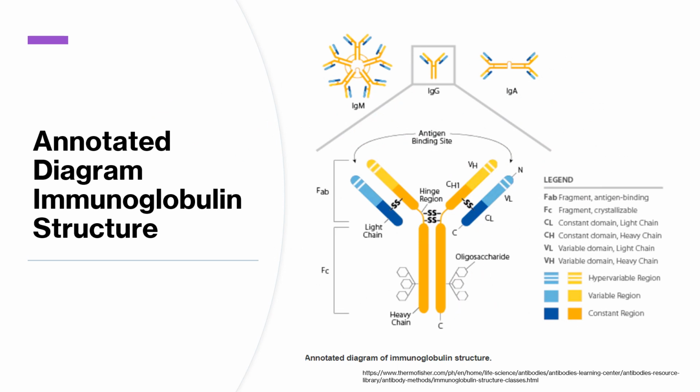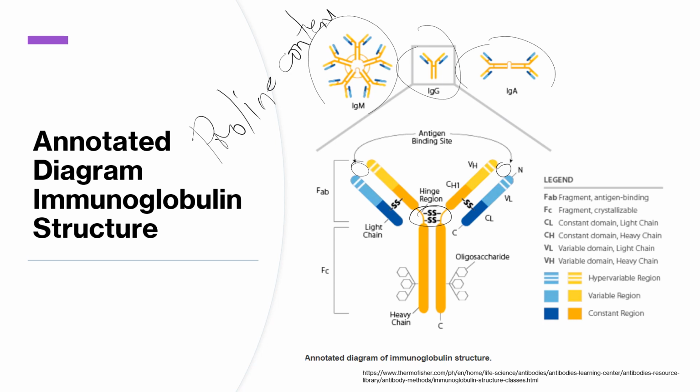So again, very quickly, this slide is the annotated diagram of immunoglobulin structure. As you can see, this is the IgM, IgG, and IgA structure. In this area here, this is the antigen binding site. And then this is the hinge region, which allows for flexibility, and that is due to high proline content. And of course we have the legend.